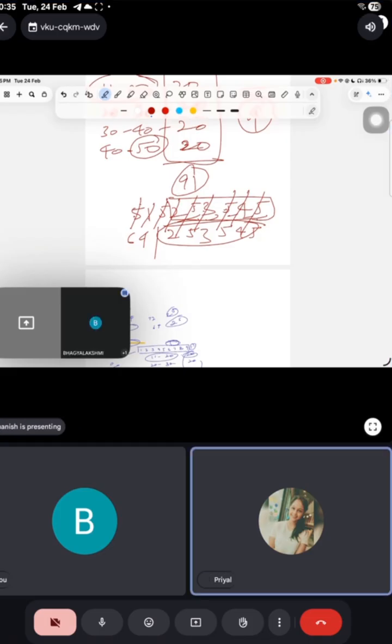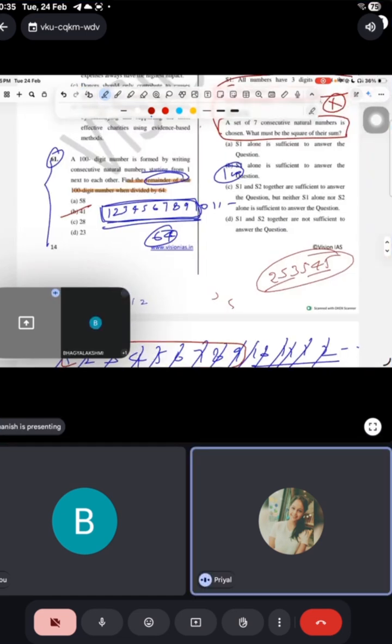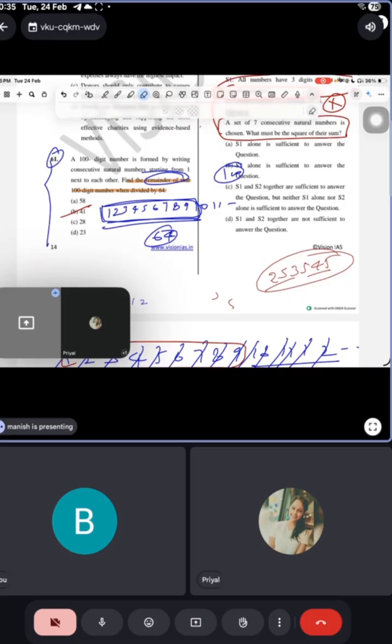The remainder is 41. So this is the answer. 64, 41. So guys, tell me, is the question difficult or not? Just understand the process, guys.